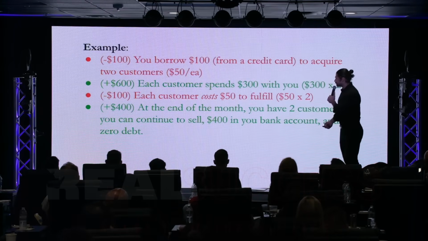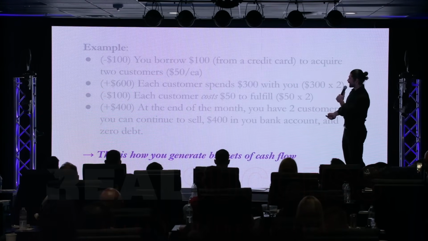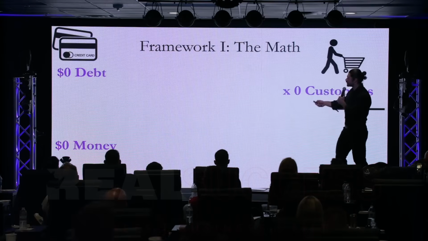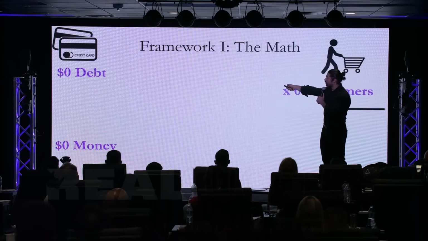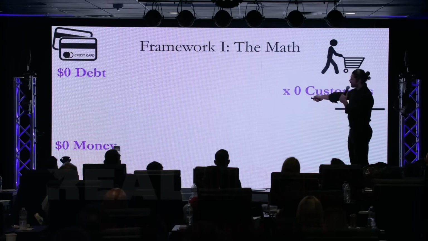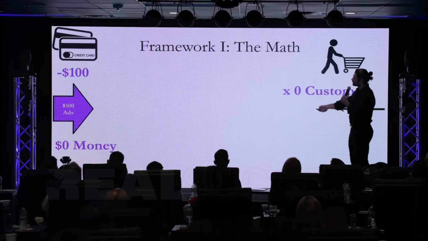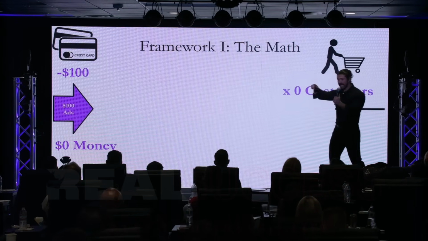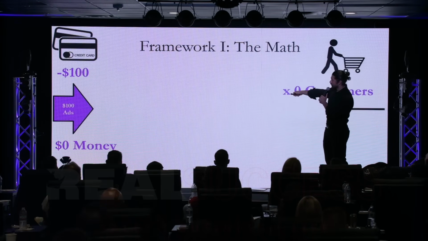What this looks like visually, this is how you generate buckets of cash. All right, this is what it looks like visually. I'm a big visual guy. So, 0 debt, 0 money, 0 customers, day 0. All right, from there, we take our little debt, $100, and we spend $100 in ads. We do exactly what I said in the beginning. You're gonna run your little ads, and you're gonna get your opt-ins.